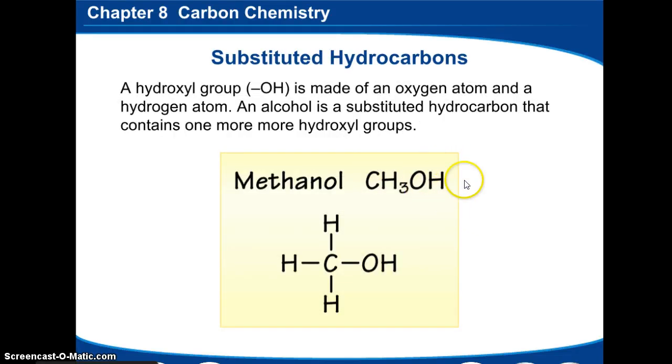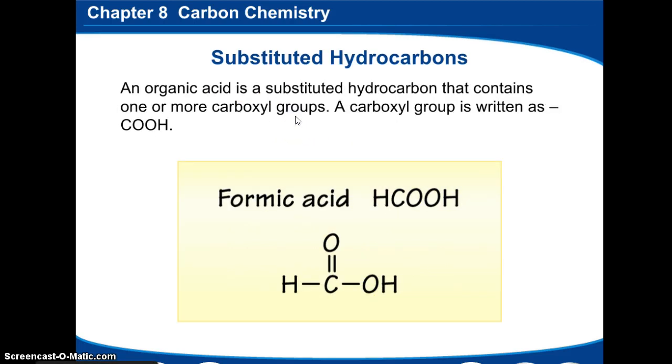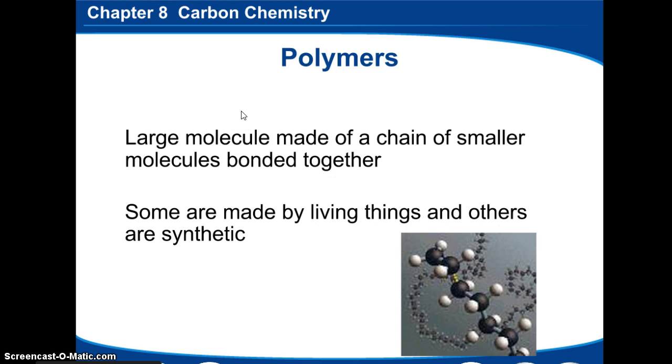This is called a hydroxyl group, meaning it has an OH at the end. So it has carbon and 3 hydrogens, and then it has a hydroxyl group here. An alcohol is a substituted hydrocarbon that contains 1 or more hydroxyl groups. So you should know what an alcohol is. An organic acid is a substituted hydrocarbon that contains 1 or more carboxyl groups. And a carboxyl group is written as COOH. You should know that one as well.